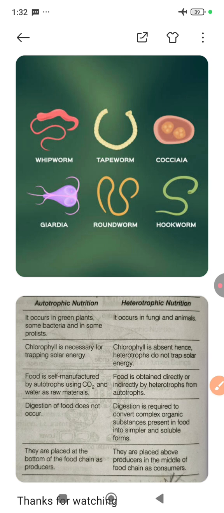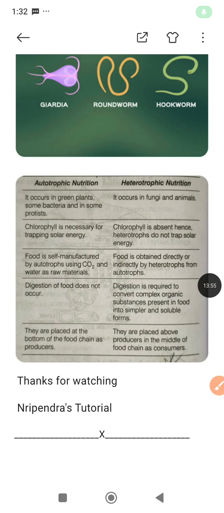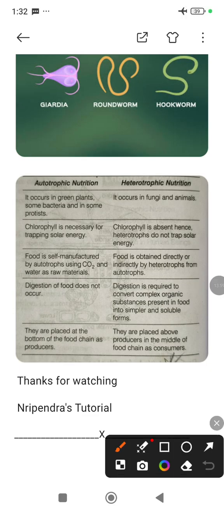Now we can distinguish between the autotrophic mode of nutrition and the heterotrophic mode of nutrition. You can see the differences mentioned here. Just go through the concepts and you can distinguish them very easily. Let's see what the differences are between autotrophic nutrition and heterotrophic nutrition.